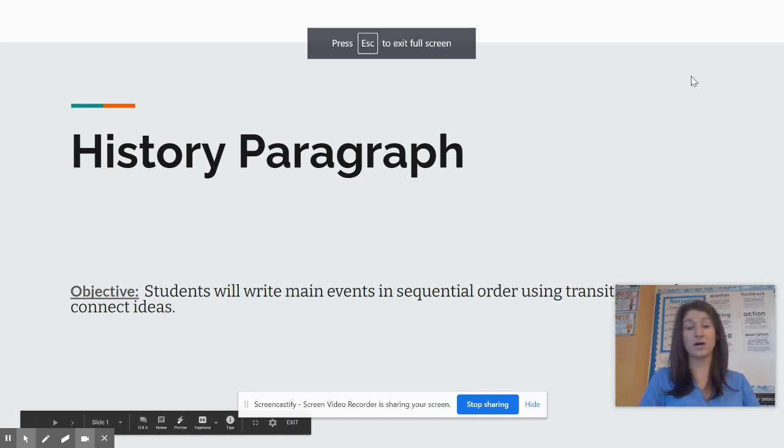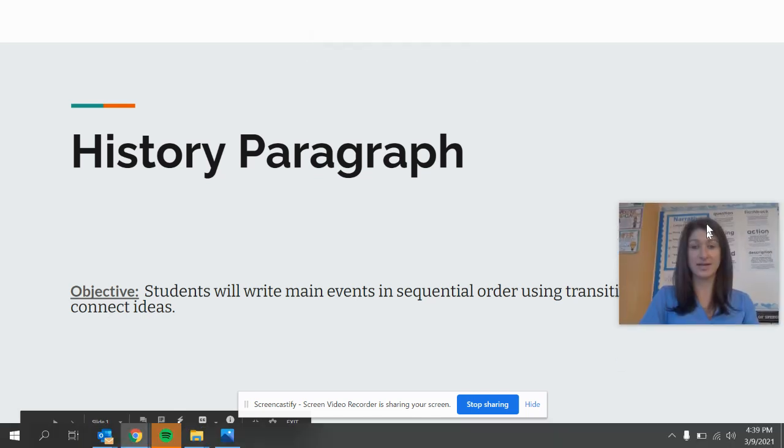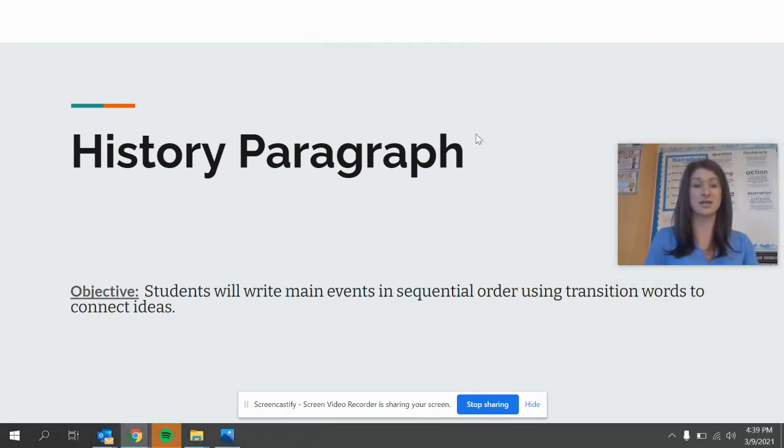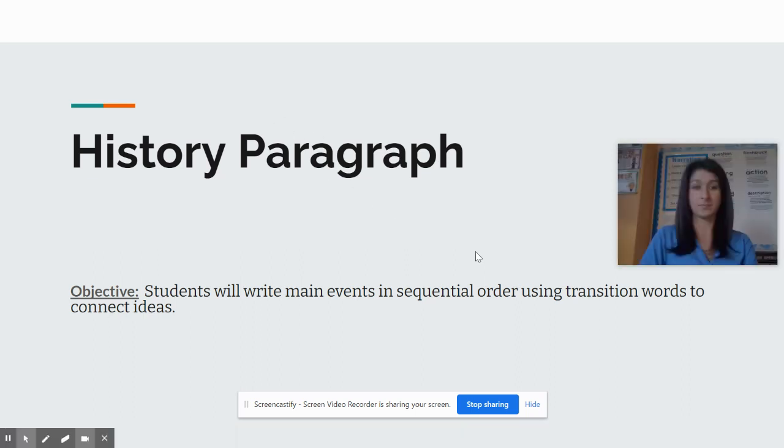Today we're going to work on our history paragraph, and our objective is students will write main events in sequential order using transition words to connect ideas. So we want to think about, when we're talking about the history of our state, that we are making sure we are putting things in order.